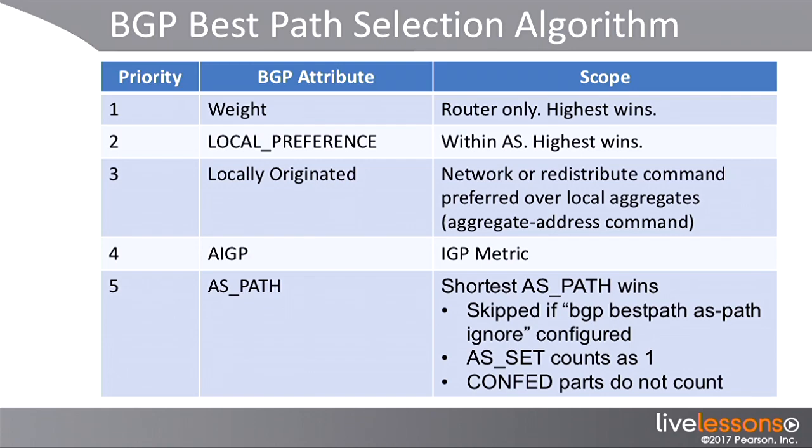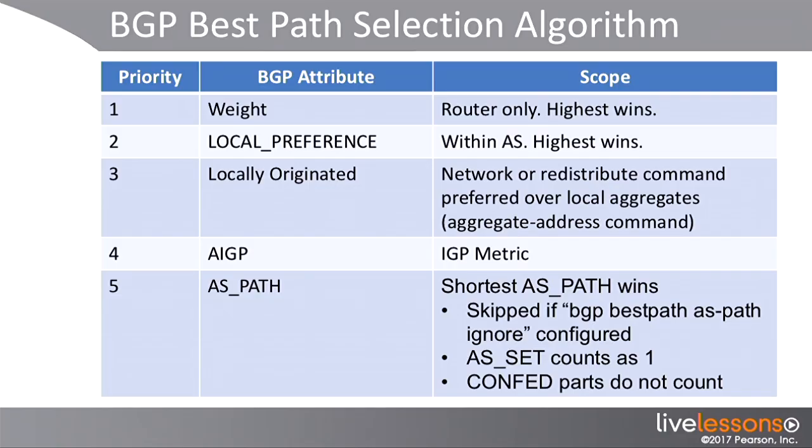Remember, the AS path criterion in the best path selection algorithm is ignored if the bgp bestpath as-path ignore command is configured on the router. That means it is not going to take into consideration the AS path list in order to influence the best path selection. There are other criteria as well.